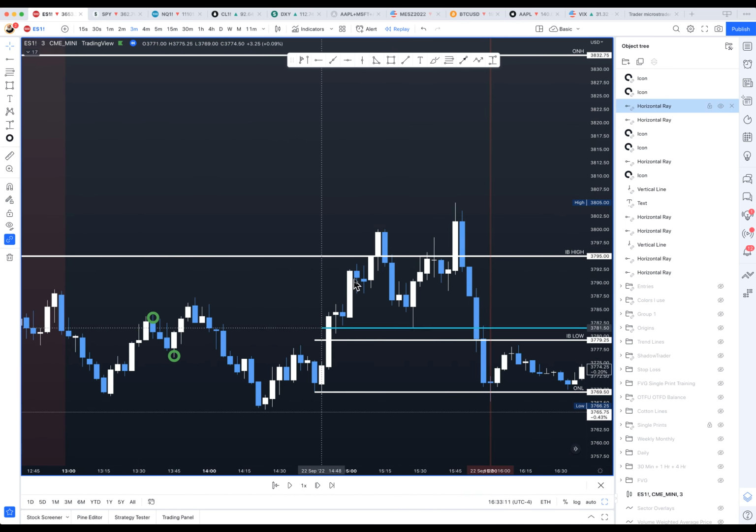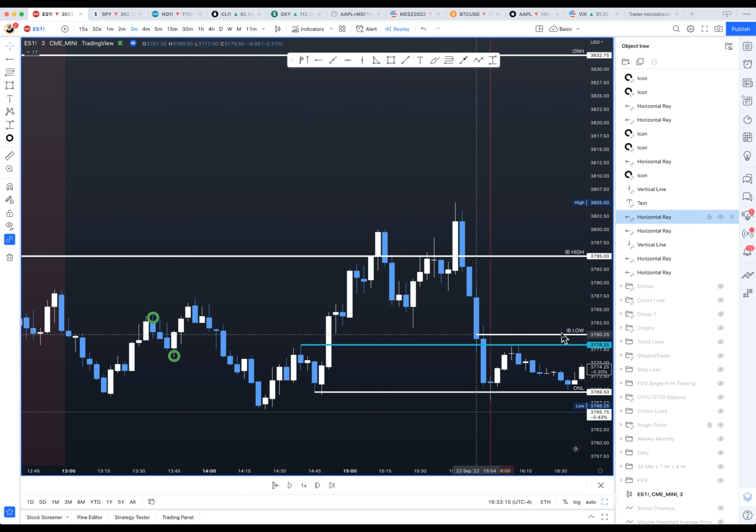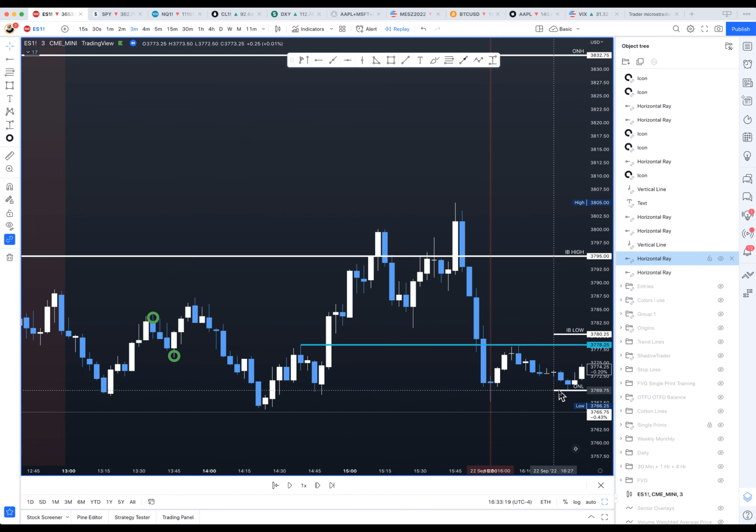Okay, so price shoots up. I have a backside level right here. I'm going to move the IB. I'm going to move the overnight. Let's see. 12 plus 3 is 15. So this is the last minutes of the day. So there's no other trade.